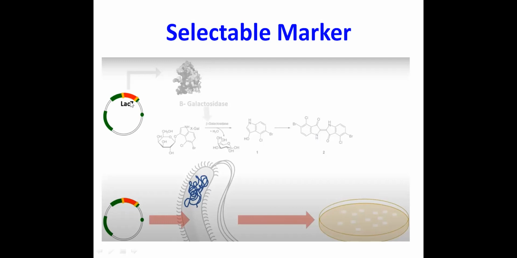At the MCS, which is inside the reading frame of lacZ, what happens? Your gene of interest, shown in red, gets inserted. When your gene of interest is inserted, the open reading frame of lacZ is interrupted. So there will be no synthesis of beta-galactosidase. If there is no synthesis of beta-galactosidase, it won't convert the X-gal into the blue color compound.